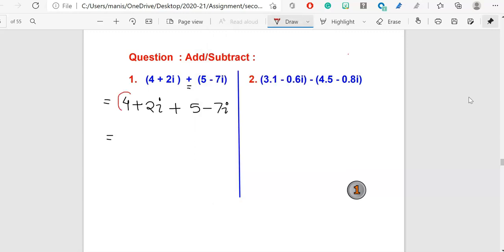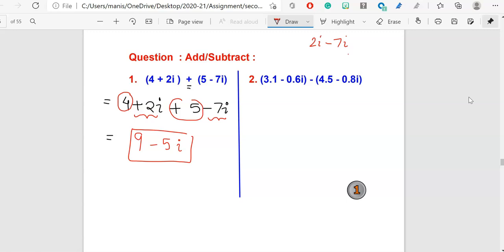So I have my real number 4 and this is my plus 5 over here. So what is 4 plus 5? It is your 9. Now after this I'm left over with plus 2i minus 7i. Since those are like terms, it is like this, 2i minus 7i. So what is 2 minus 7? It's your negative 5 or minus 5. So it will be your 9 minus 5i. This is how we got the answer. That's it, easy and simple.